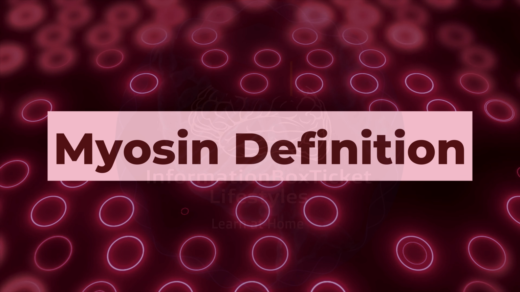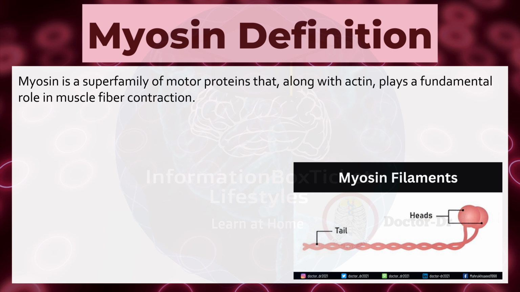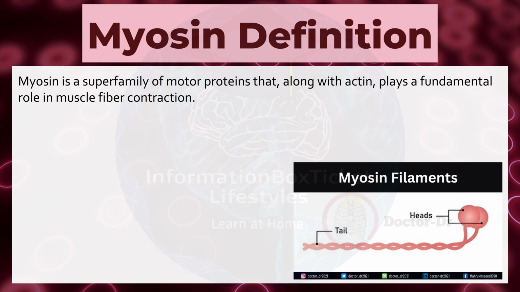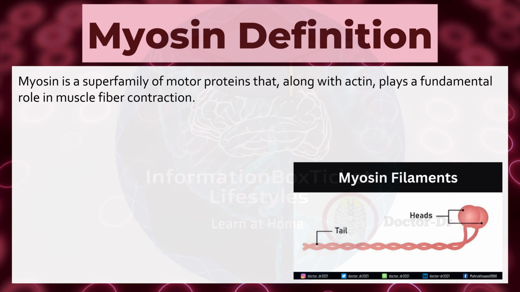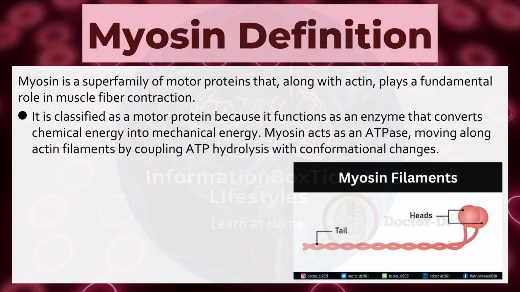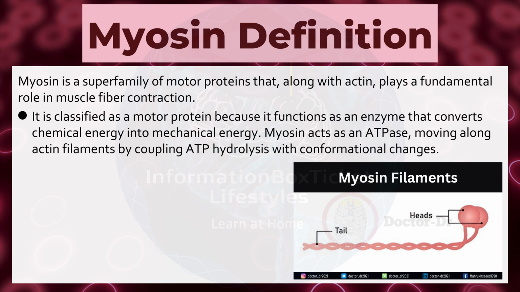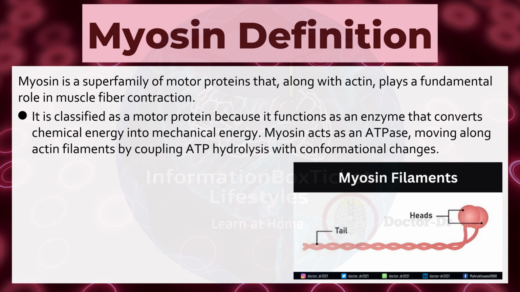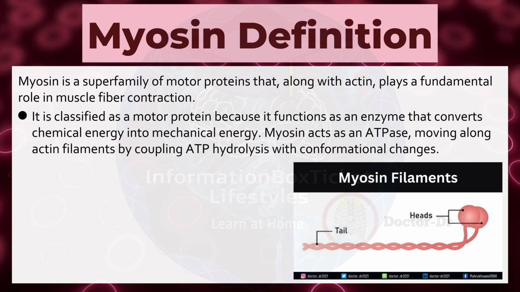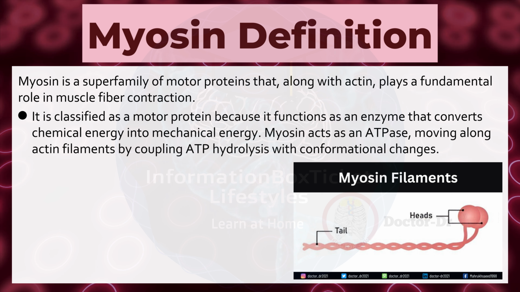Myosin definition. Myosin is a superfamily of motor proteins that, along with actin, plays a fundamental role in muscle fiber contraction. It is classified as a motor protein because it functions as an enzyme that converts chemical energy into mechanical energy. Myosin acts as an ATPase, moving along actin filaments by coupling ATP hydrolysis with conformational changes.